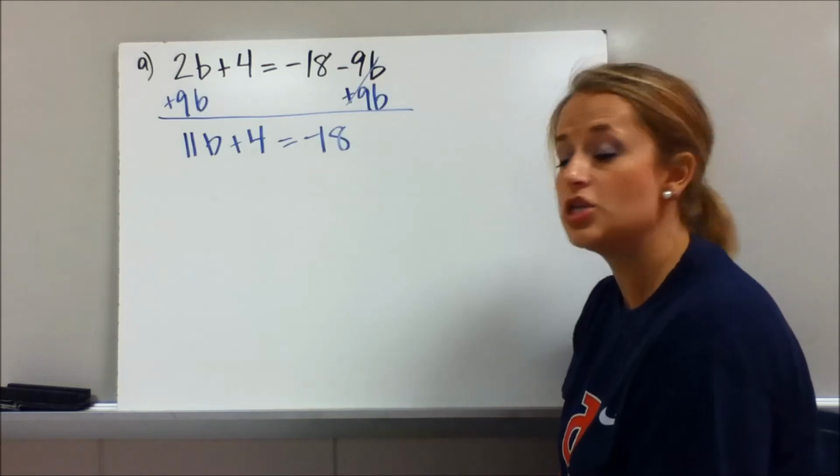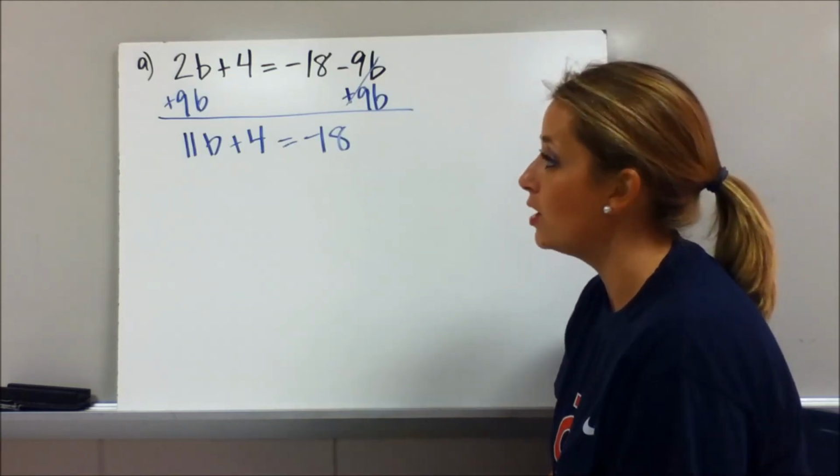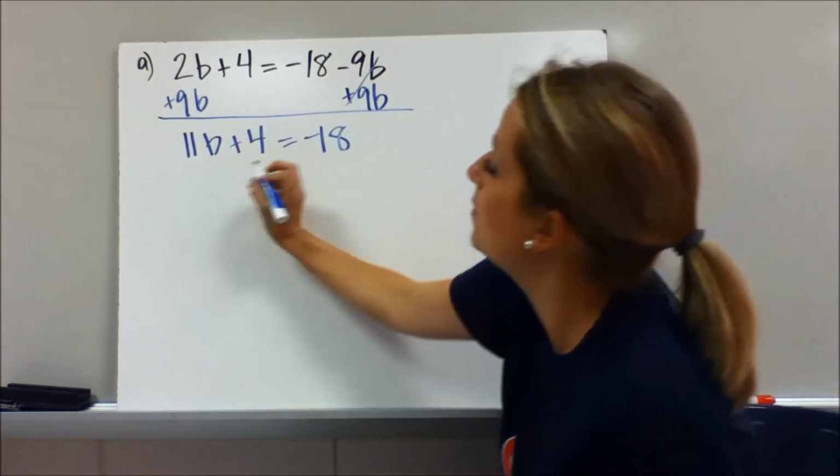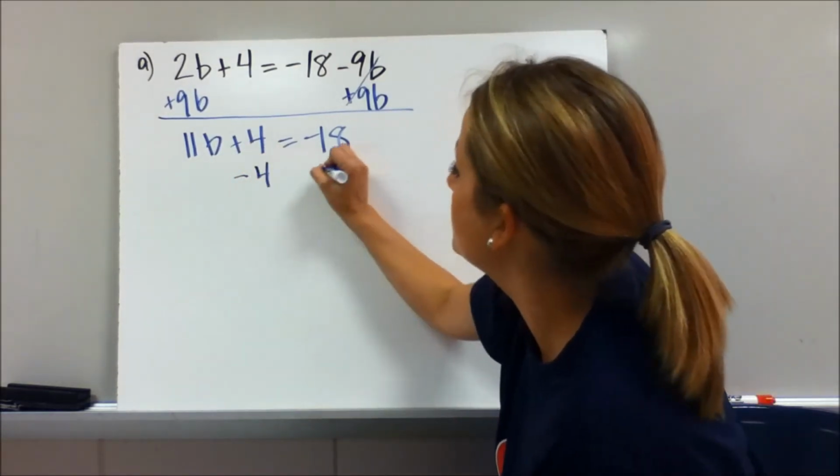Now it's a two-step equation. I can undo multiplying, dividing, addition, and subtraction. Do the addition and subtraction first. So I'm going to subtract 4 from both sides.